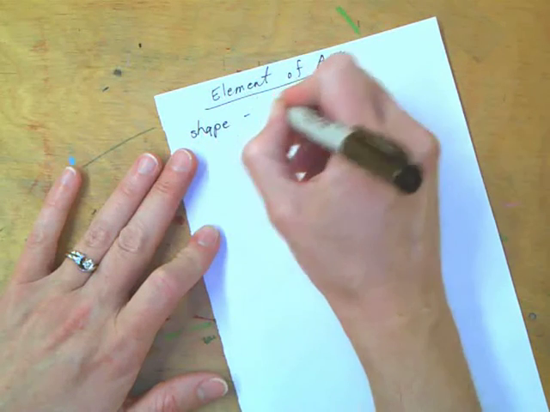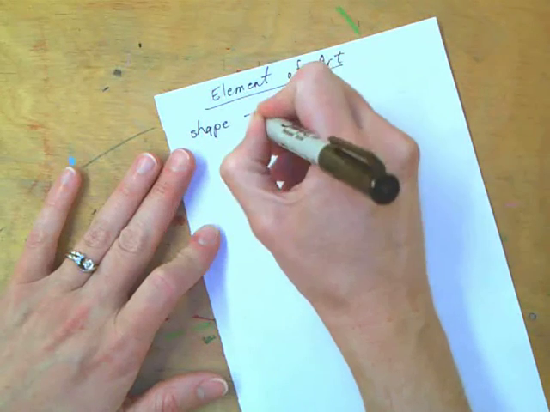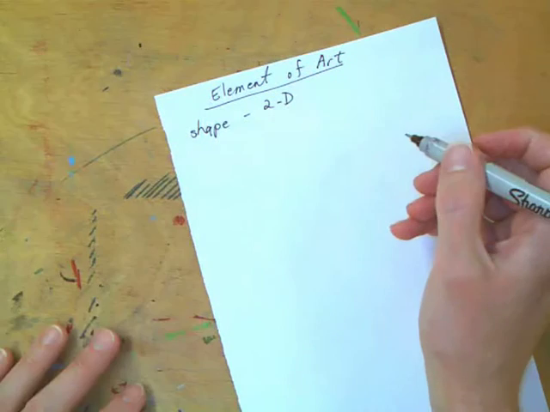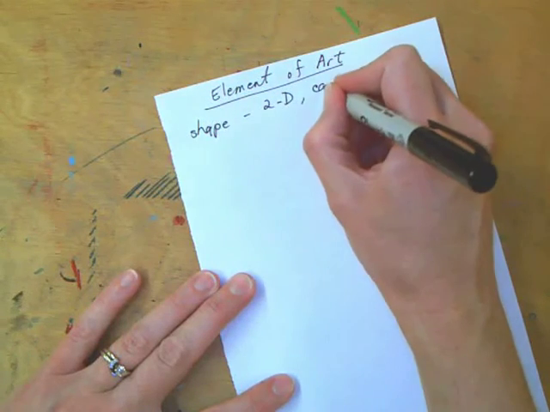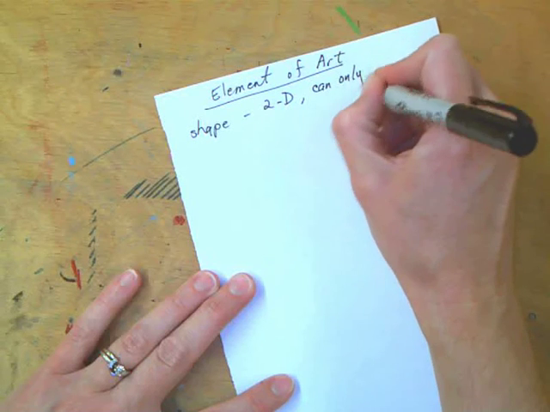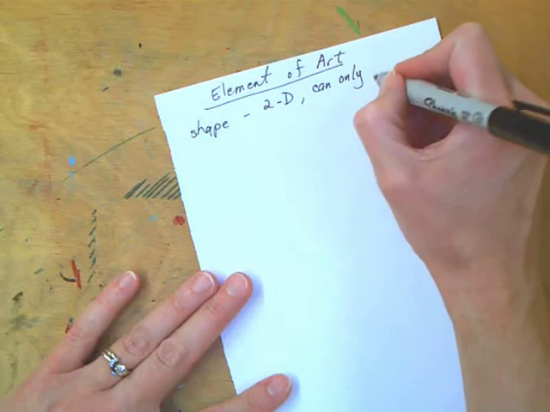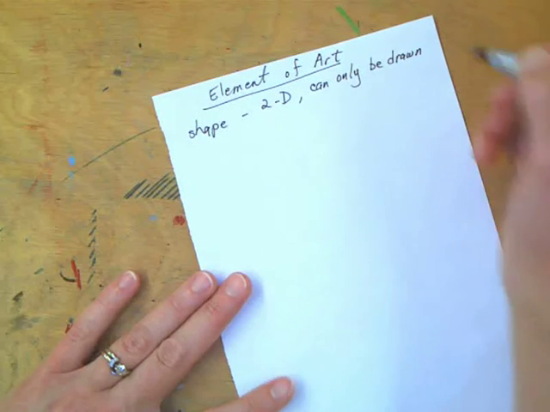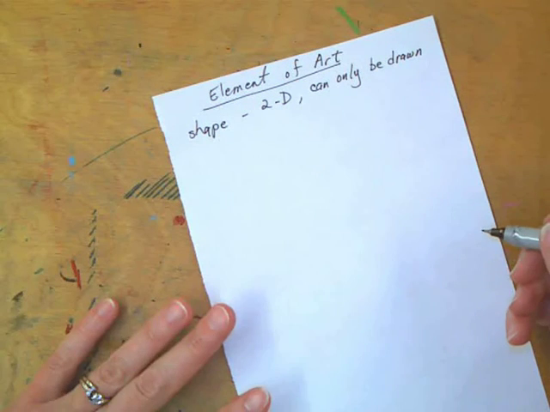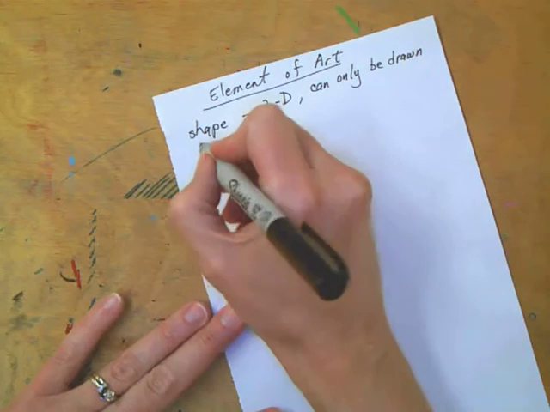A shape is 2D. It only has 2 dimensions. Since it only has 2 dimensions, it can only be drawn or painted, etc. You cannot actually hold a shape.